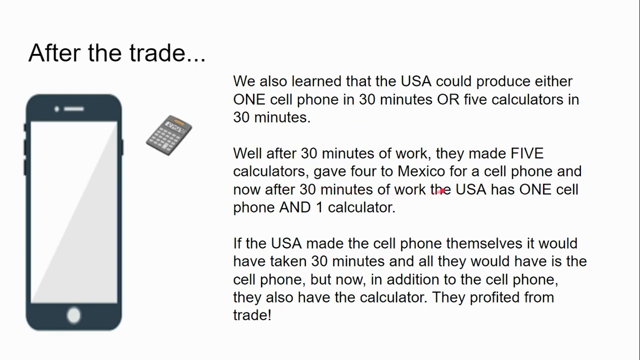And now after 30 minutes of work, the USA has 1 cell phone and 1 calculator, right? If they had spent the 30 minutes just making a cell phone, that's all they would have had, right? The United States could have spent 30 minutes making a single cell phone. Well, after 30 minutes, they now have their cell phone that they got from Mexico. And in addition, they have an extra calculator because they focused on making calculators and trading them. So as it says here, if the USA made the cell phone themselves, it would have taken 30 minutes and all they would have is the cell phone. But now, in addition to the cell phone, they also have the calculator.